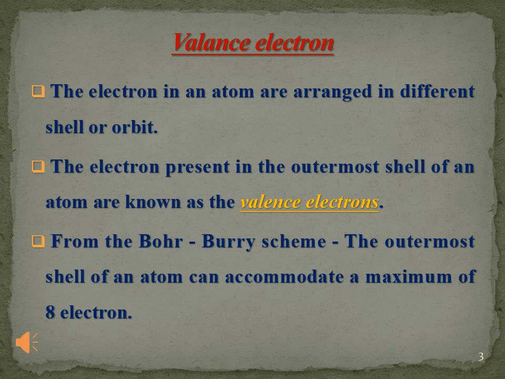So first we'll see the concept of valence electron. In the very last video, we have seen in detail regarding the arrangement of electrons in an atom in different shells or orbits. So now the question arises, what is valence electron? If we need to define valence electron, we can say that the electrons present in the outermost shell of an atom are known as valence electrons. From the Bohr-Bury scheme, the outermost shell of an atom can accommodate a maximum number of electrons, that is 8 electrons.